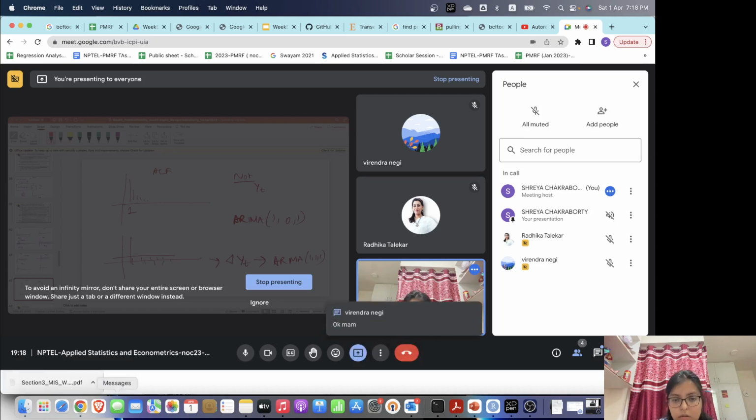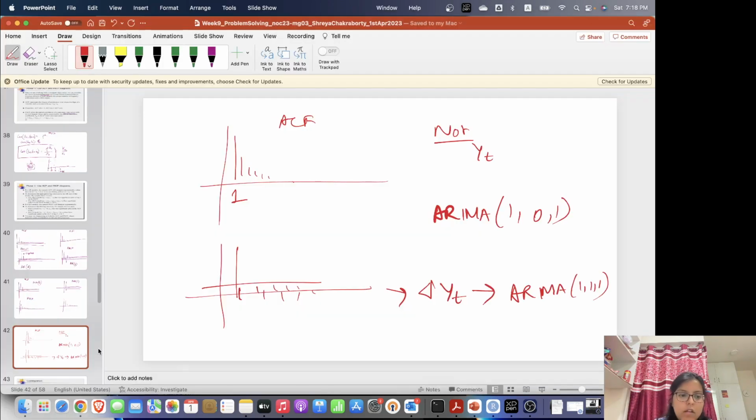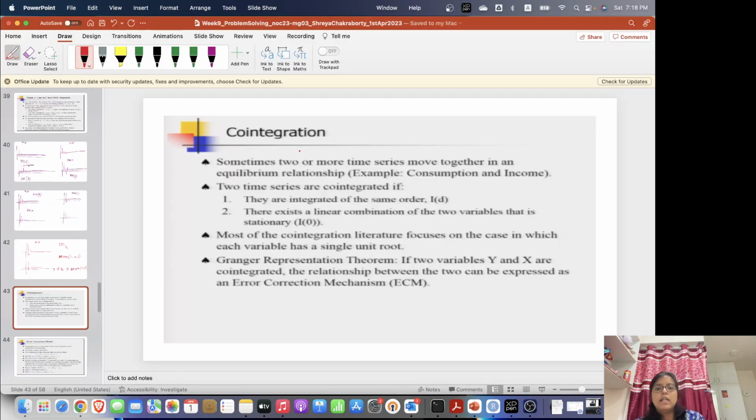Any doubts? Okay. So lastly, we also discussed something related to co-integration, where two or more time series move together in an equilibrium relationship. They are said to be co-integrated if they are integrated of the same order, that is, if one is a differenced series, the other is also a differenced series, and there exists a linear combination that is stationary.